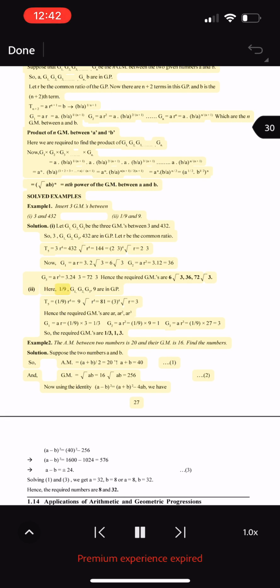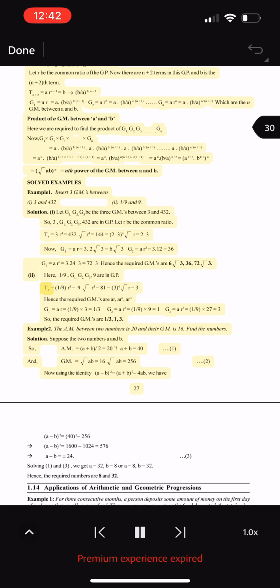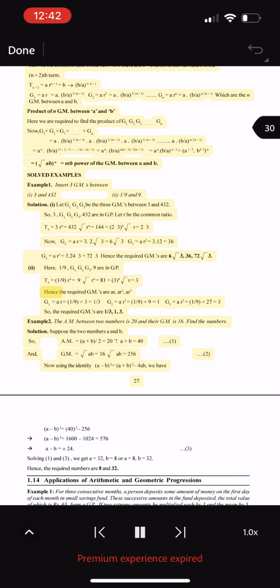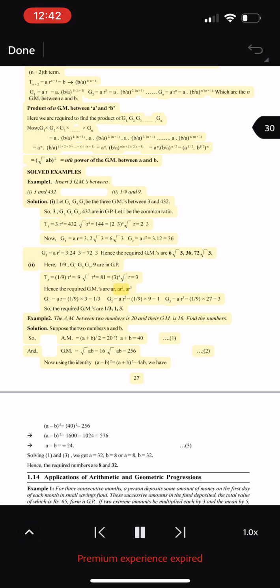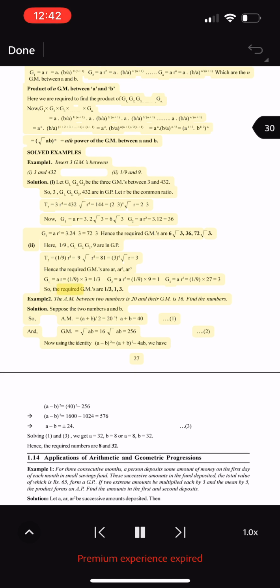Here, 1/9, G1, G2, G3, 9 are in GP. T5 equals 1/9 R4 equals 9, R4 equals 81, so R equals 3. Hence the required GMs are aR, aR2, aR3. G1 equals aR equals 1/9 times 3 equals 1/3, G2 equals aR2 equals 1/9 times 9 equals 1, G3 equals aR3 equals 1/9 times 27 equals 3. So the required GMs are 1/3, 1, 3.